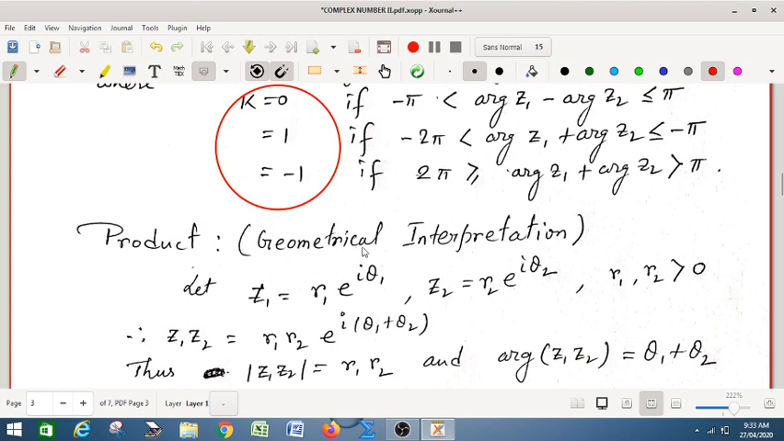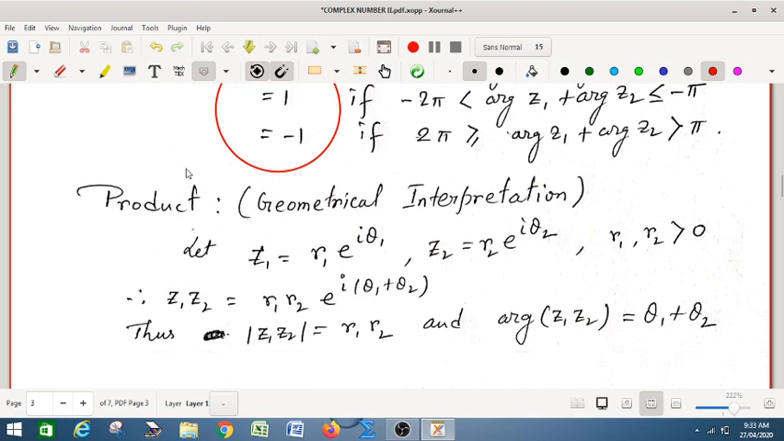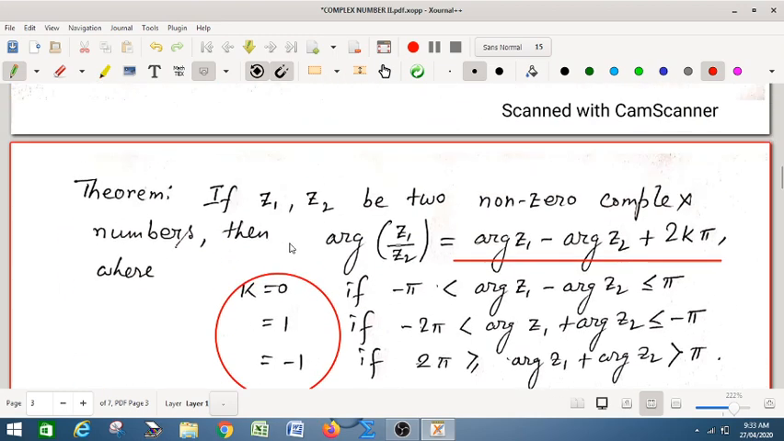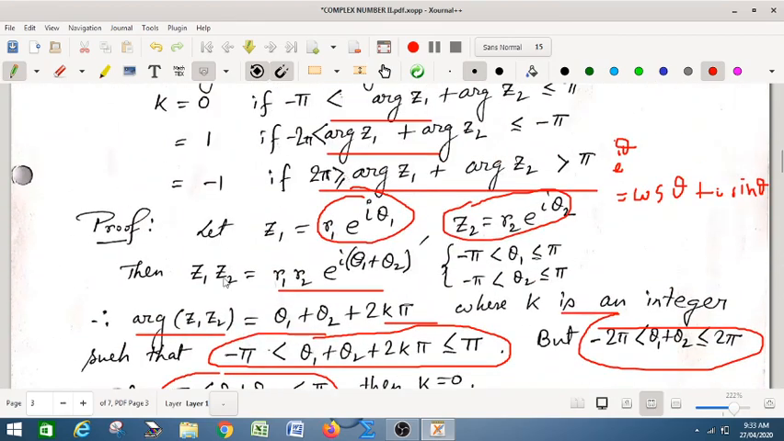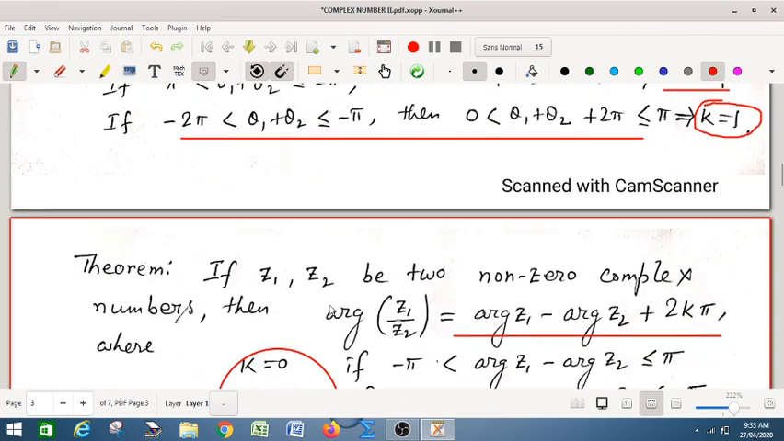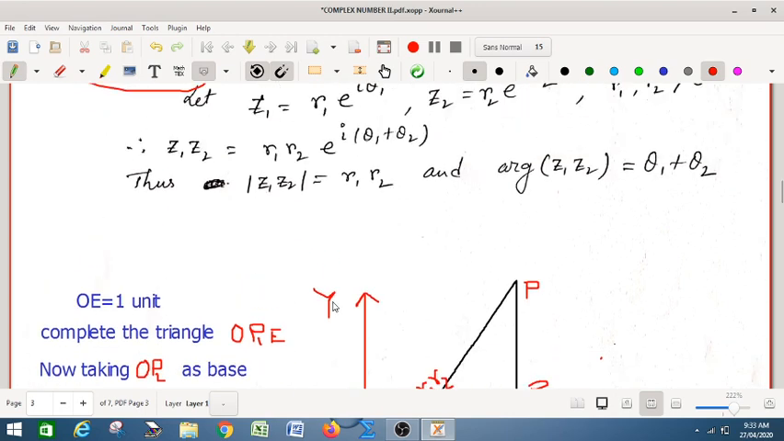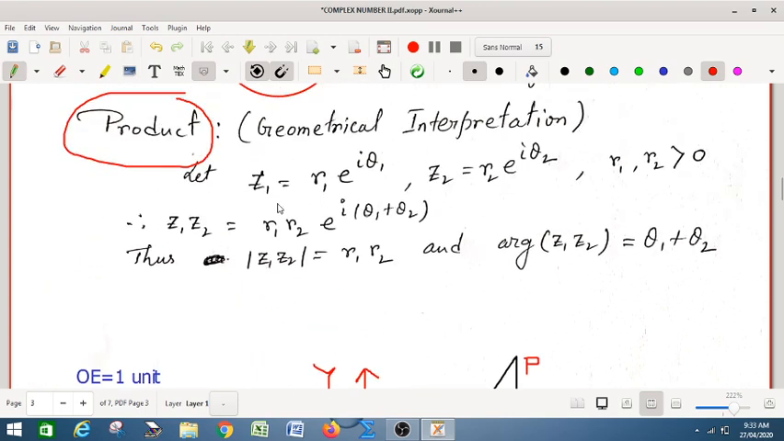Now let us have some geometrical interpretation of the product of two complex numbers, because without this idea of the argument of Z1 Z2 we cannot give you the idea of the product of two complex numbers. So again I am writing Z1 is equal to R1 e to the power i theta 1 and Z2 is R2 e to the power i theta 2. So their product is given by this.